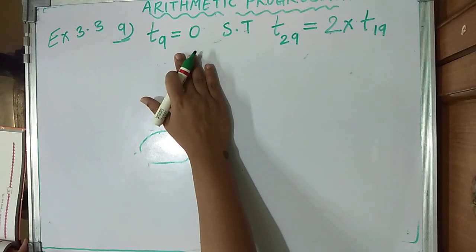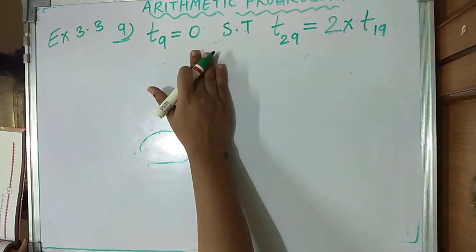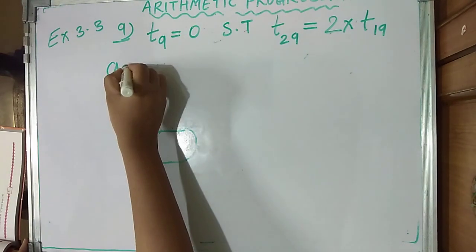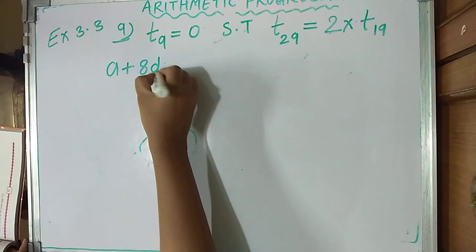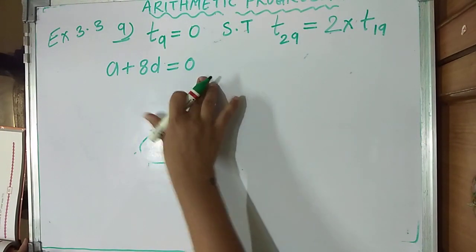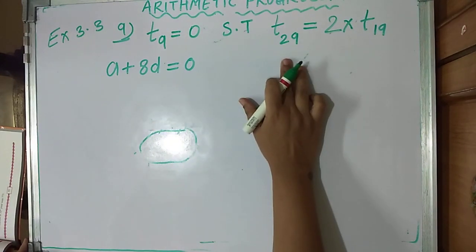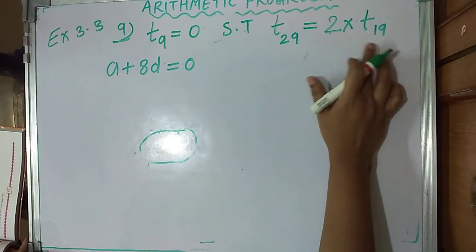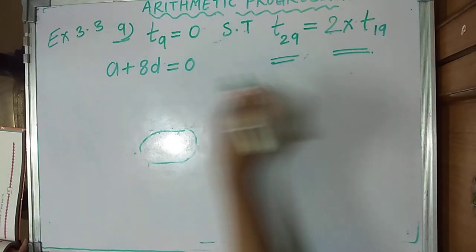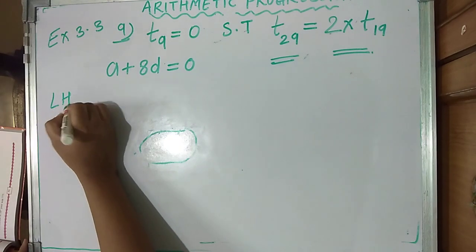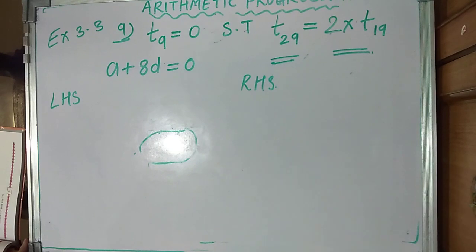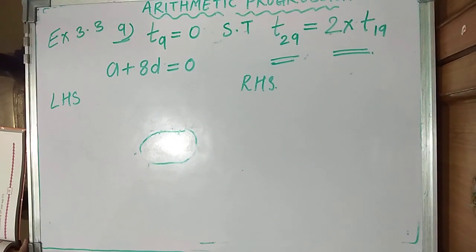So let's start with the given thing. Given thing is T9 equal to 0. So according to the formula of T9, this will be a plus 8d is equal to 0. This is what is given, a plus 8d equal to 0. You have to show that T29 equal to 2 into T19. Now for the show that, what we can do is we can solve LHS separately and RHS separately. Let's see what we get for LHS and RHS.